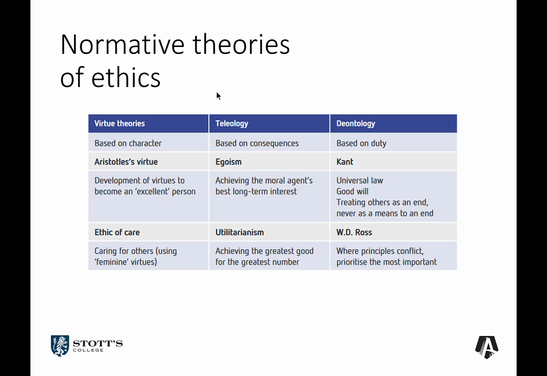Ross's theory, W.D. Ross, says when principles are in conflict, prioritise the most important, recognising and building on all the other theories that sometimes there are choices that need to be made and you need a way to make those choices.